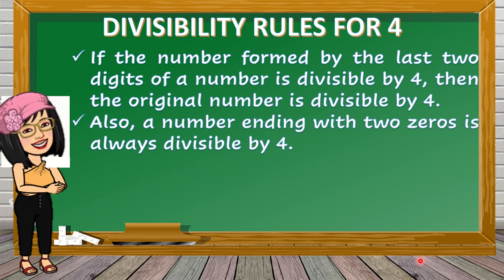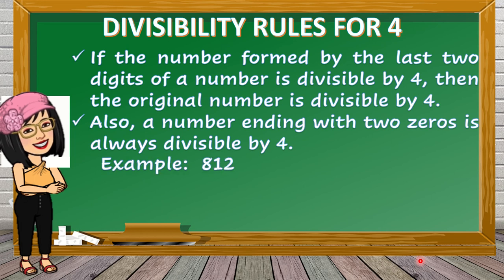Okay, so ang divisibility rule for 4, kung ang last two digits ng isang numero ay nadi-divide at walang sobra, ito ay divisible by 4. At kung ang katapusan naman ng isang numero ay may dalawang zero, meaning it is always divisible by 4.